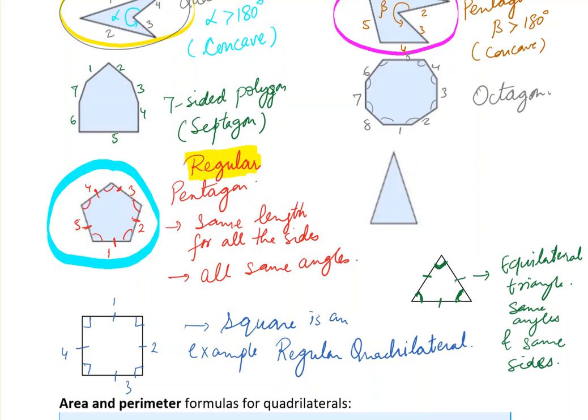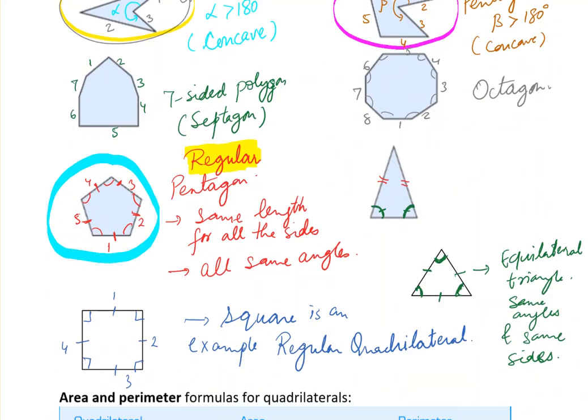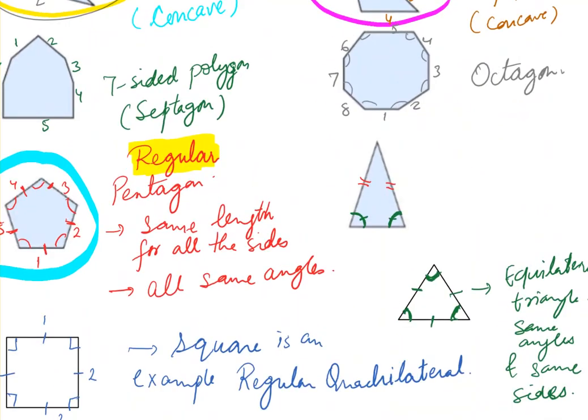All right, so let's do one more. In this one, we have 2 sides that are equal, and this is a triangle. It has 3 sides, and if 2 sides are equal, then these angles are going to be equal: the angles which are opposite to the equal sides. So angles opposite to the equal sides are equal. So this is called an isosceles triangle.